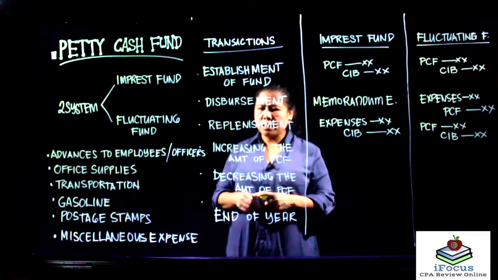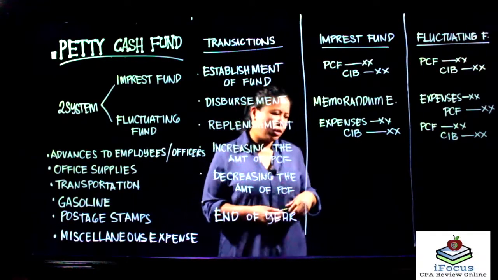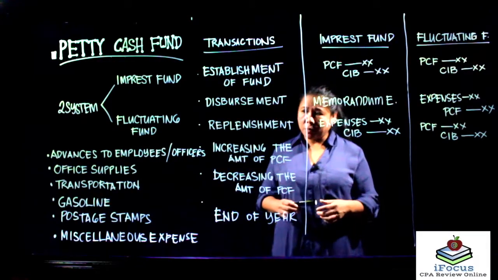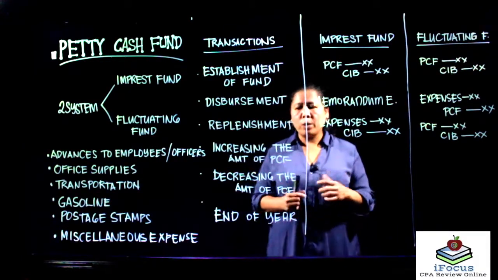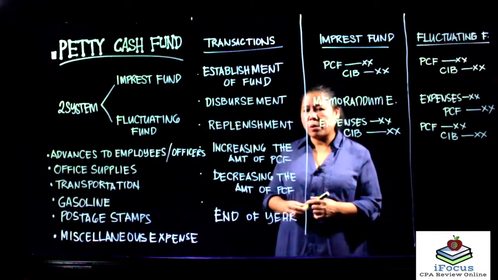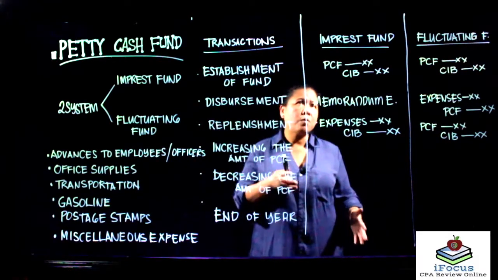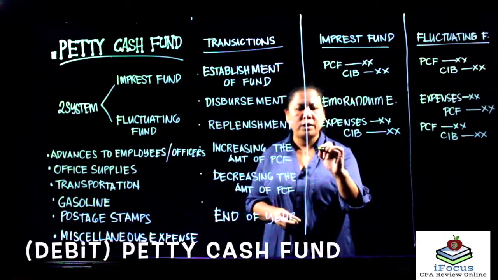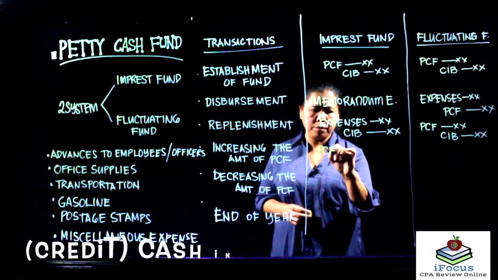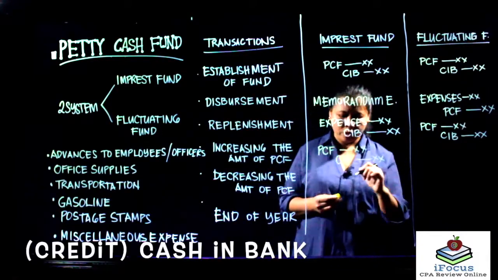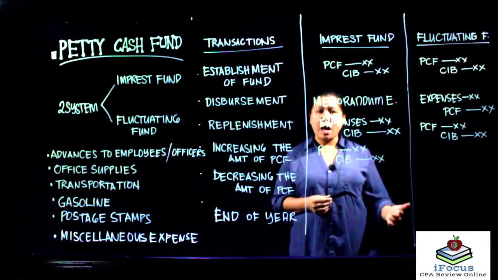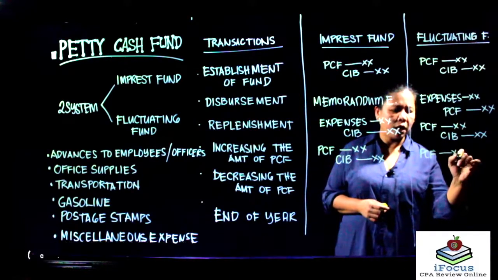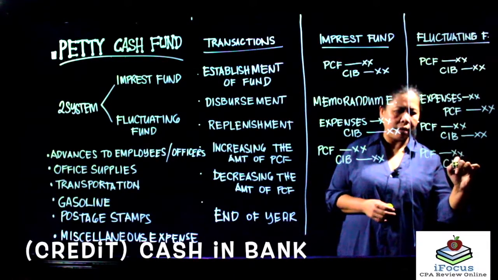Now, increasing the amount of our petty cash fund. Sometimes the company realizes that the amount in petty cash fund is not enough. So we increase the amount of our petty cash fund. Under imprest fund system, if you increase the amount of petty cash fund, we debit petty cash fund. Same way with the fluctuating fund system. We debit petty cash fund, then we credit cash in bank.